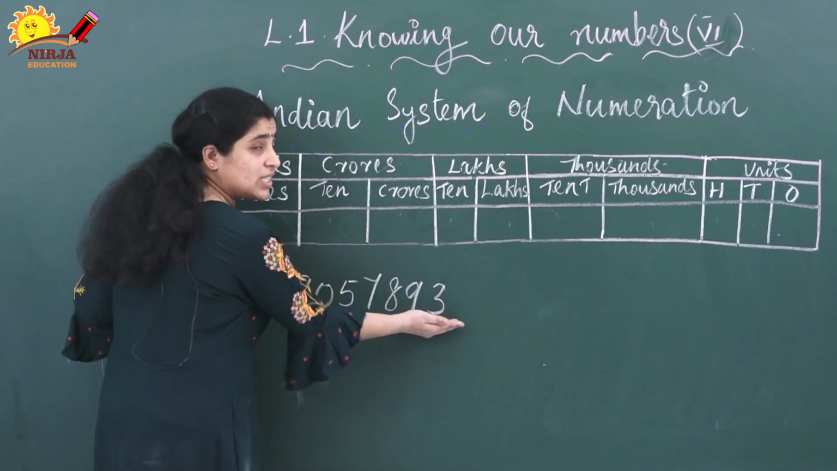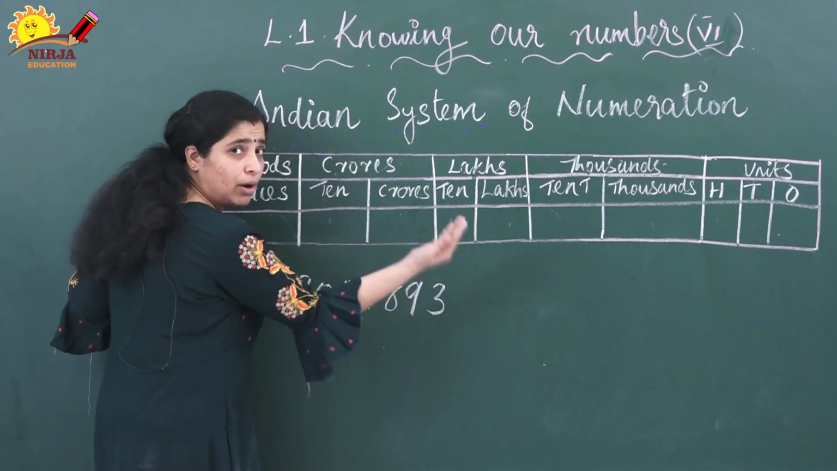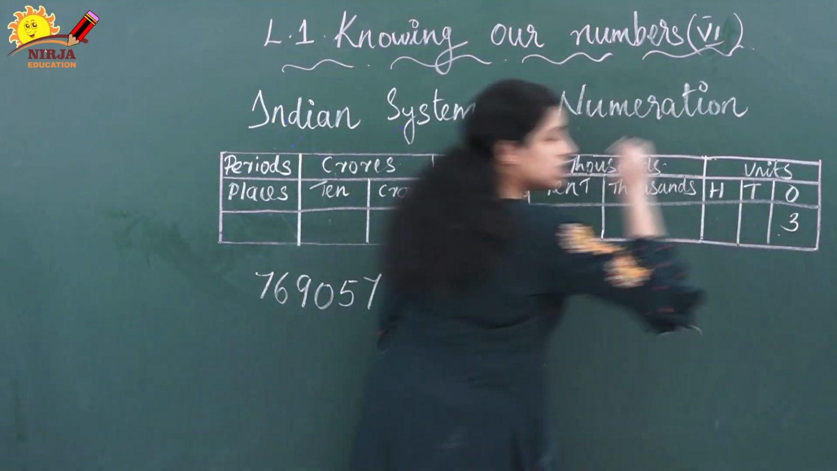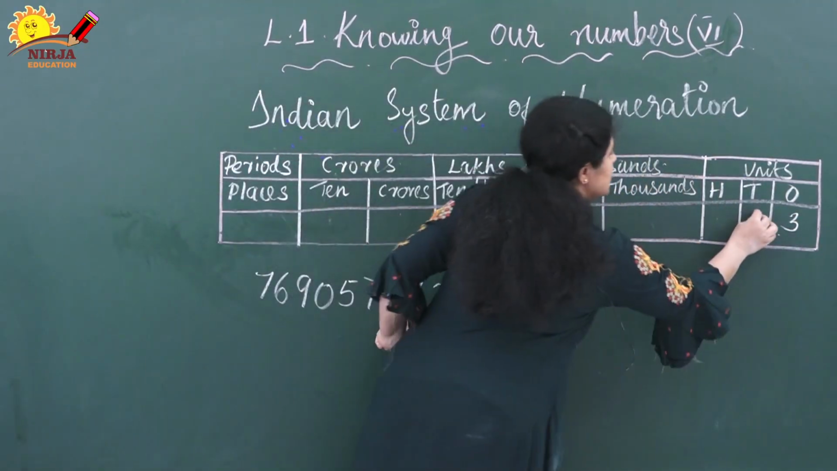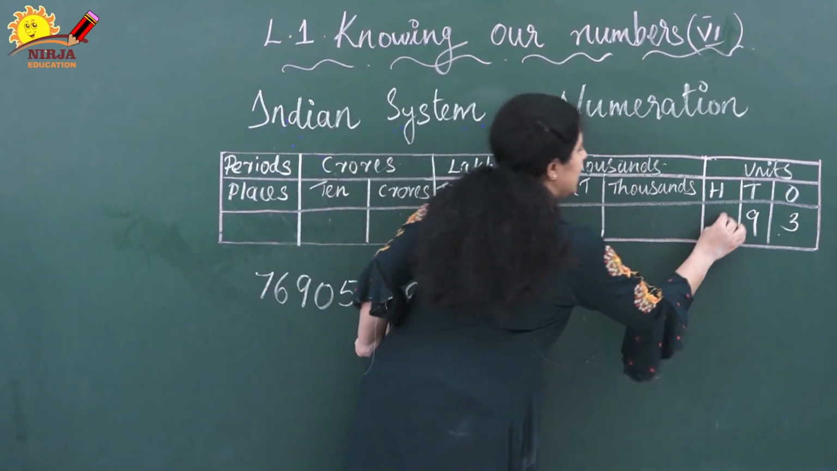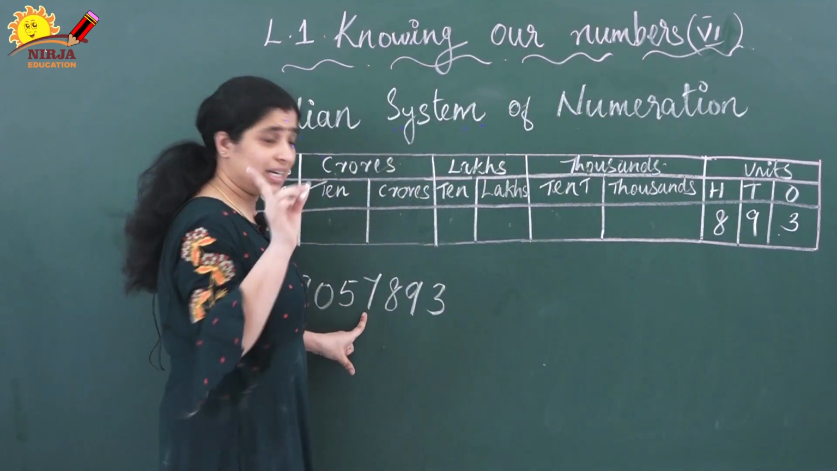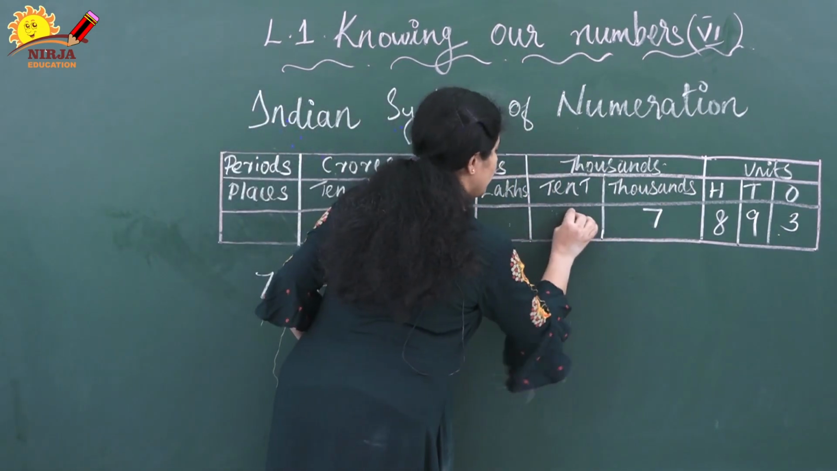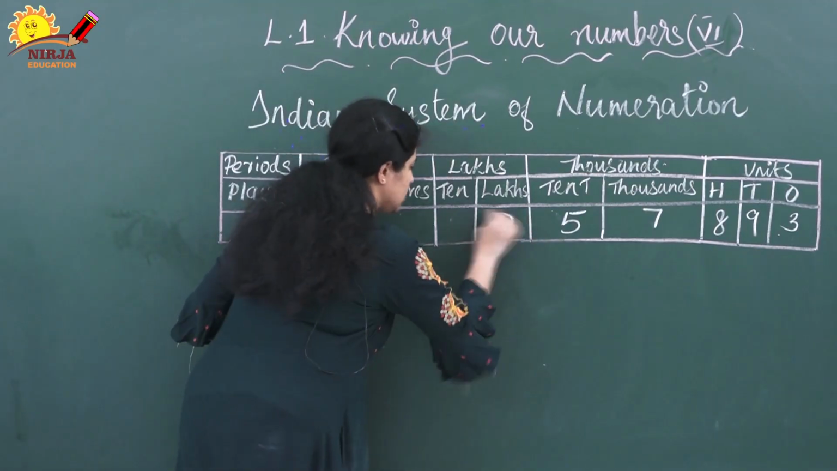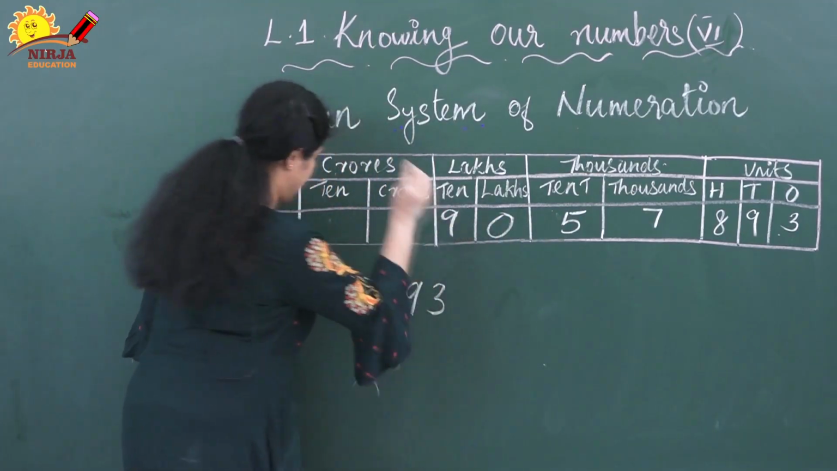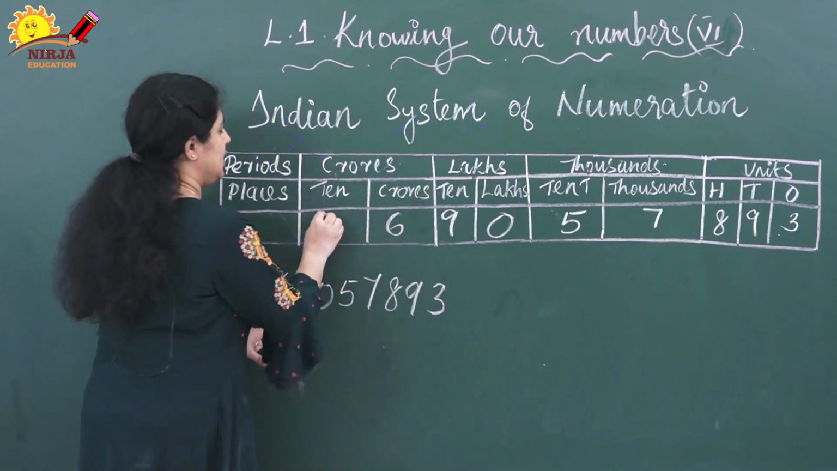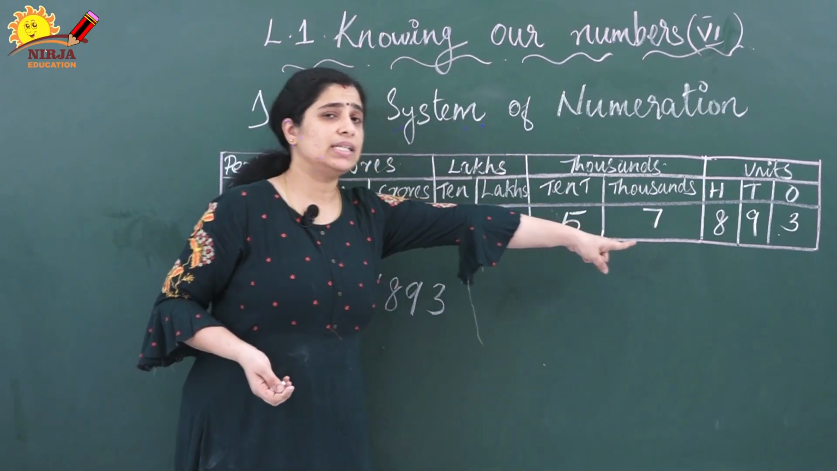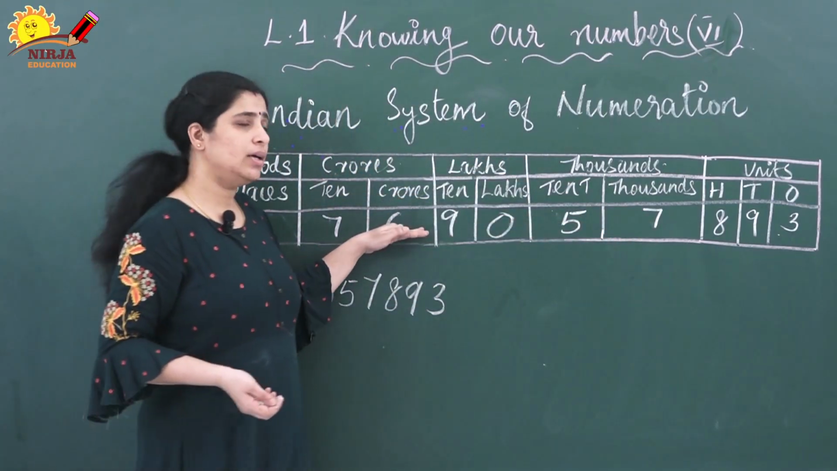For that you have to start from the right. What is the first number? 3. That should be kept in the 1's place. The next number is 9. Then again 8. Then which number is there? 7. That should be here. The next is 5. Again 0, then 9, 6 and 7. Like this you have to start from the right hand side. So I kept these here.